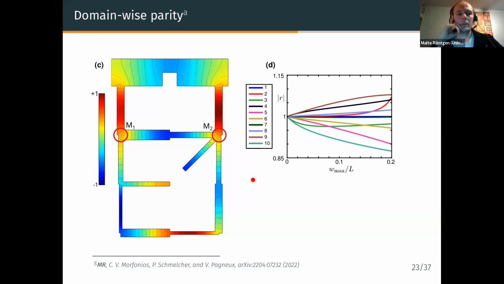And now, just to summarize, we have an asymmetric setup. We could evaluate the eigenmodes. We would see that they have domain-wise parity, but we couldn't explain it. But if we go once again to this discretized picture, evaluate the matrix powers, or equivalently the isospectral reduction, we would find the reason for this rather unexpected behavior.